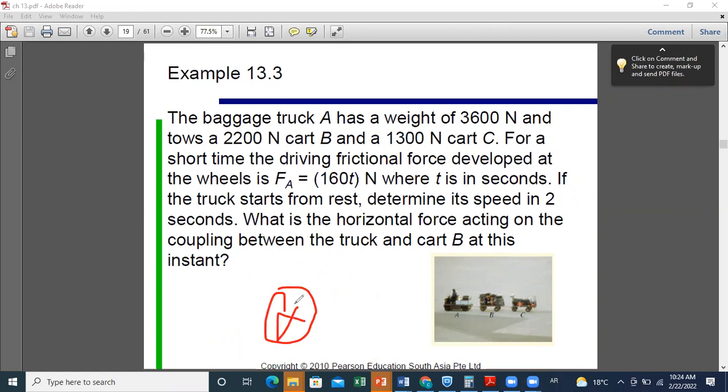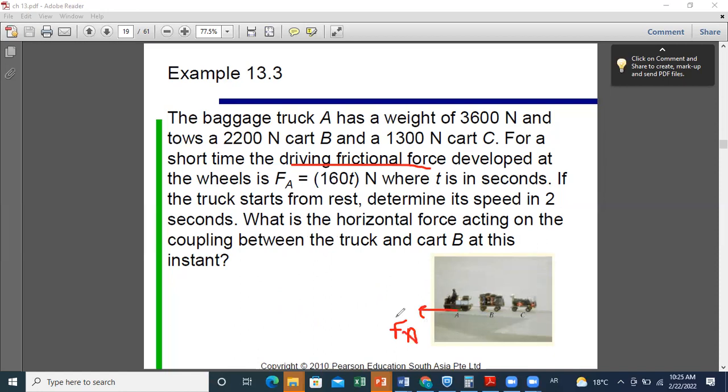And if you want to reduce the rotational effect, then your wheels will slide. And as your wheels slide, the friction will now oppose the sliding effect, and it will be in the backward direction. Okay, so here, because they told us that the driving frictional force is developed at the wheels of FA, and it's a driving force, this means that it will act in the same direction of motion. So if I want to represent FA, this is FA.